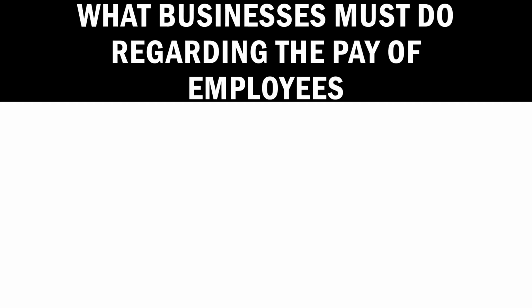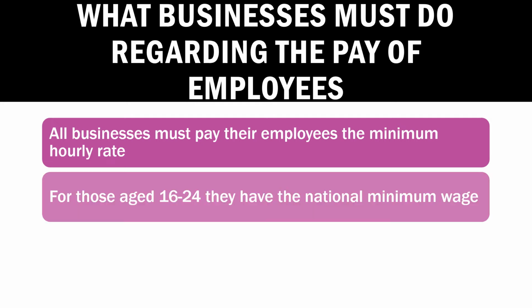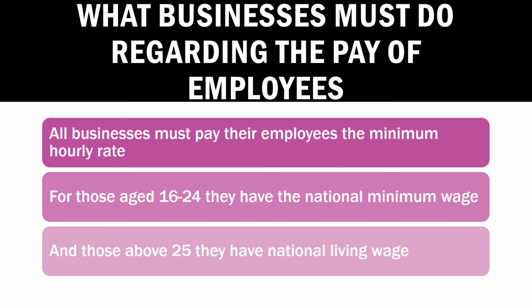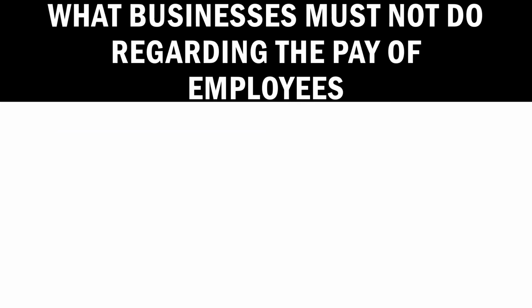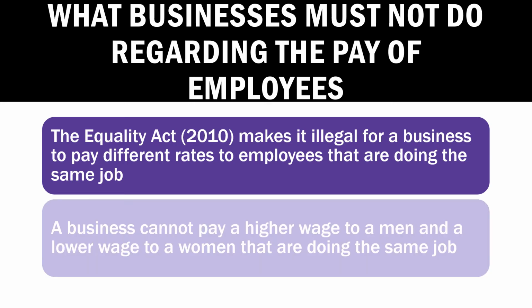What businesses must do regarding the pay of employees. All businesses must pay their employees the minimum hourly rate. For those aged 16 to 24, they have the national minimum wage, and those aged 25 and above have the national living wage. What businesses must not do regarding the pay of employees. The Equality Act 2010 makes it illegal for a business to pay different rates to employees that are doing the same job. So for example, a business cannot pay a higher wage to a man and a lower wage to a woman that is doing the same job.